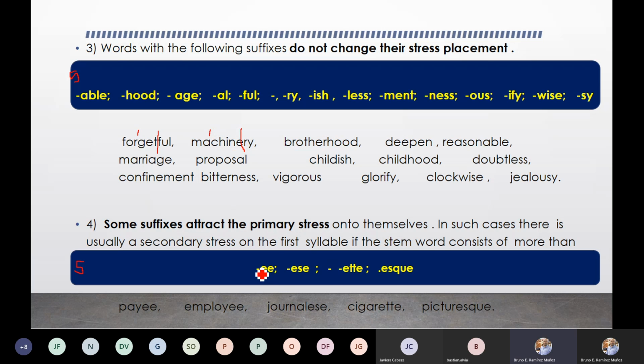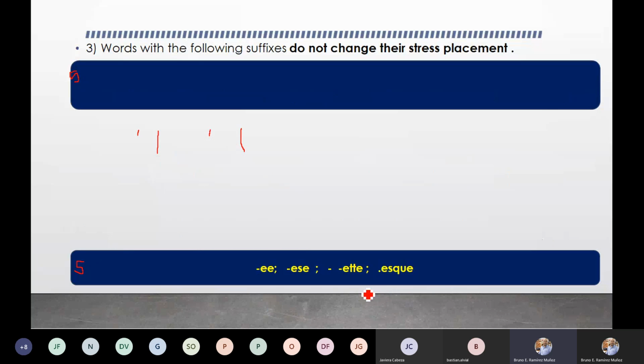And in the case of the last suffixes, in the last box or rectangle, these suffixes attract the stress. Whenever you use them, that is the syllable which is going to be stressed. So pay becomes payee, employ becomes employee, journal becomes journalist, cigar becomes cigarette, and picture becomes picturesque.